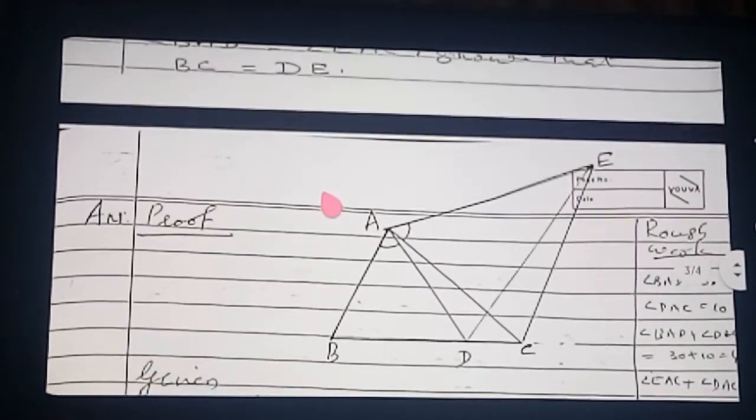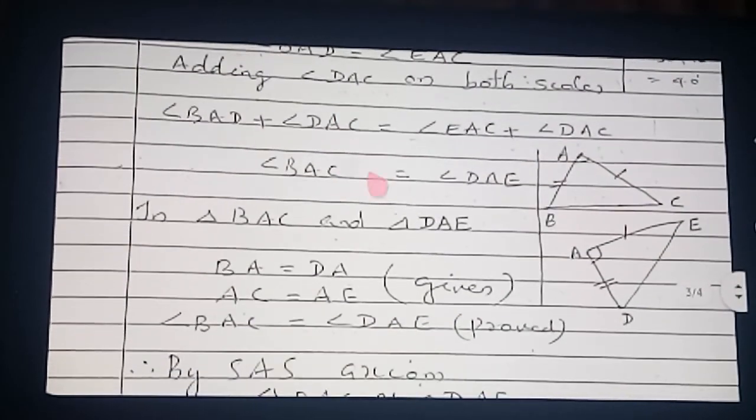So here I have drawn a separate diagram for you. See, this is your triangle BAC and your triangle DAE. Here AB and AD are equal, given in the question, and I have marked them with the same symbol. And AC equal to AE is also given in the question. Both are given. Now what do you want to prove? You want to prove that this angle and this angle are equal.